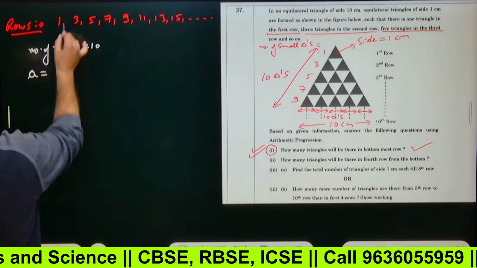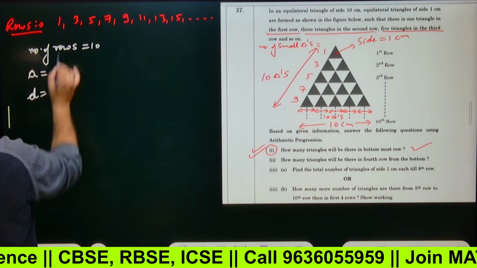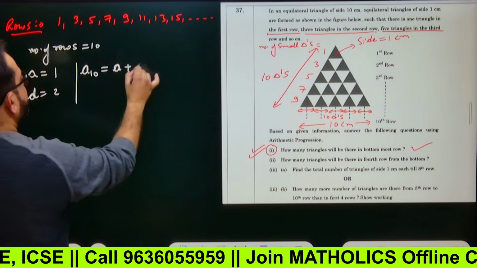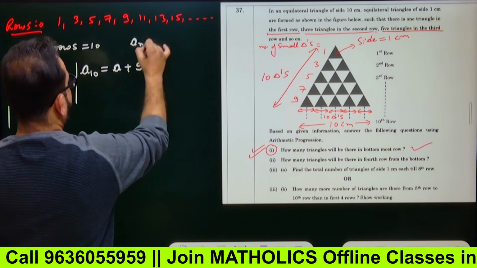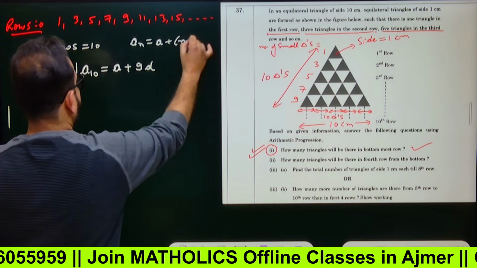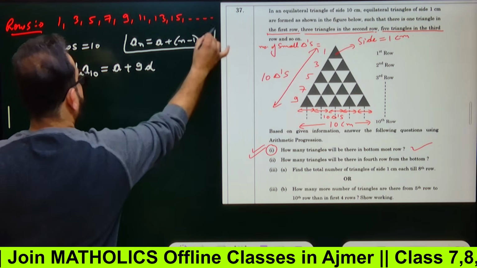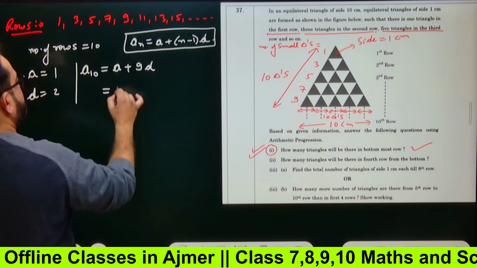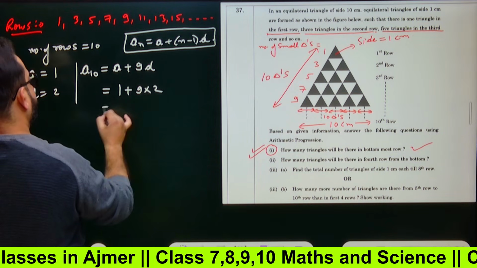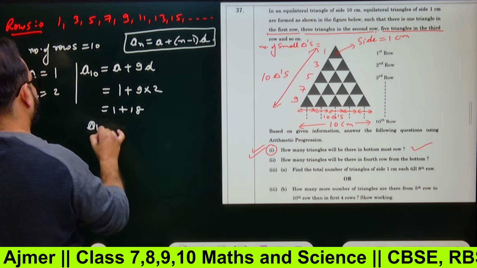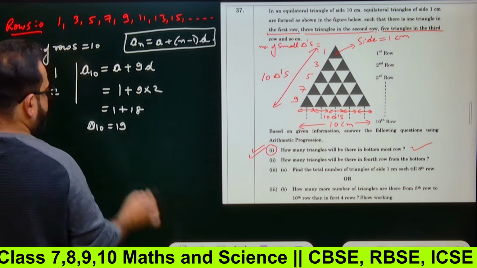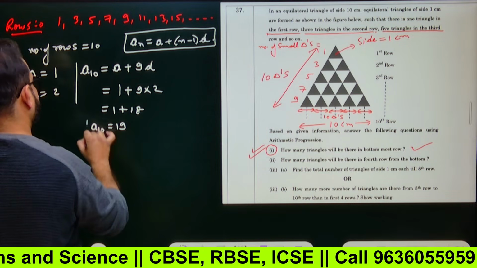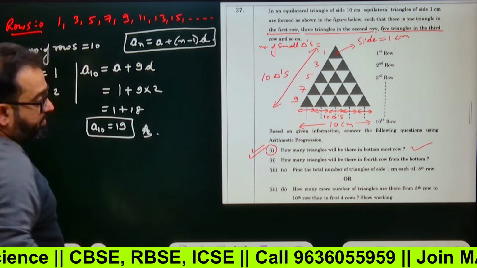And the first row has one triangle. Common difference is 3 minus 1, 2. So you'll write A10 will be a plus 9d, because the formula for an is a plus n minus 1 into d. Yes or no? This is the formula for the nth term. So a is 1, plus 9 into 2 means 1 plus 18. So A10 is nothing but 19. Got the point? This is the answer. So 19 triangles will be there in the last row.